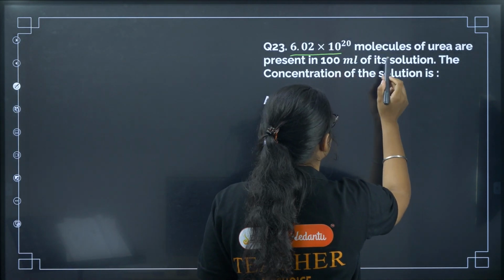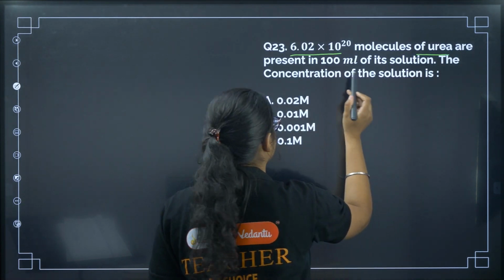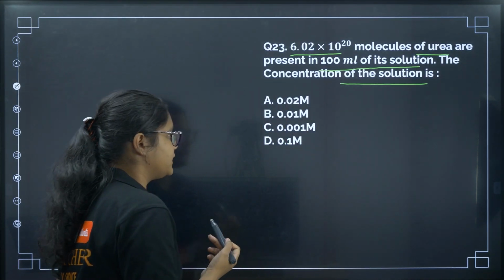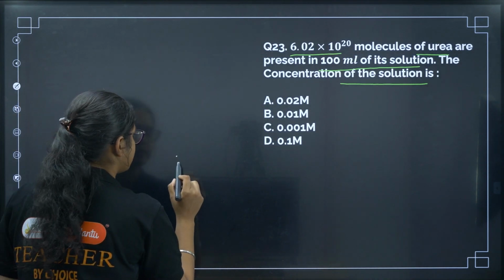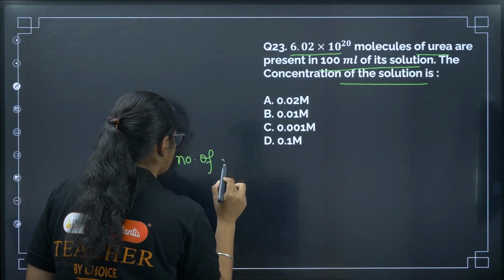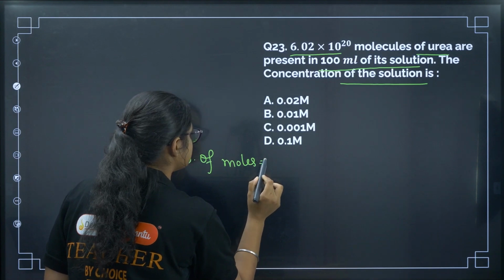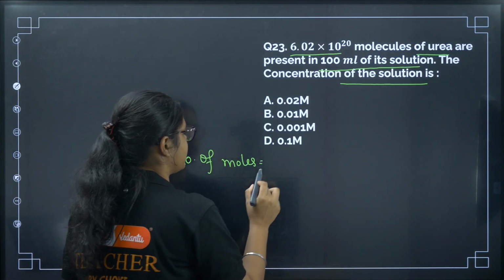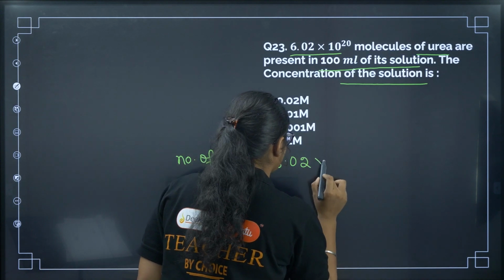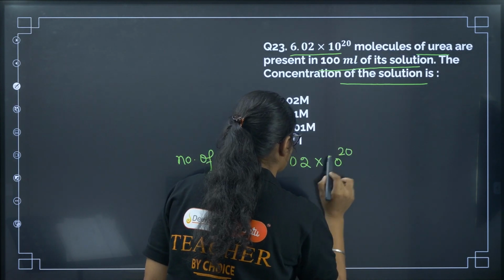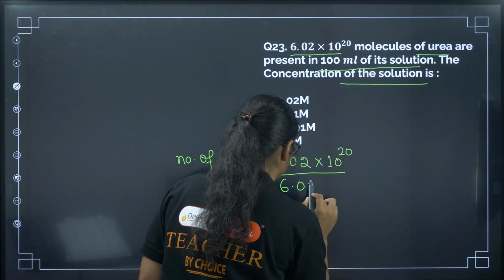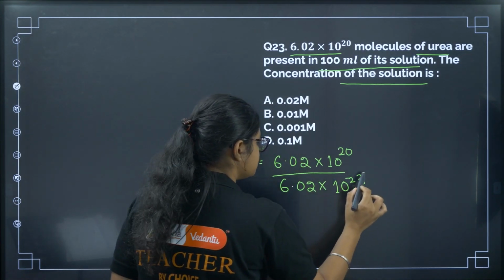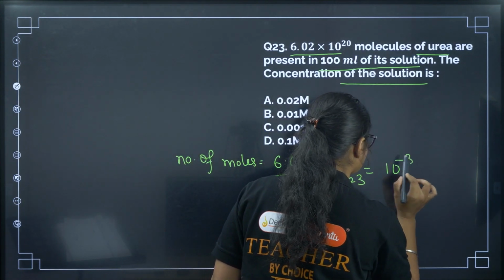Okay. Now next one, 6.02 into 10 to the power of 20 molecules of urea are present in 100 ml of the solution. The concentration of the solution is. Very easy question. So first we can calculate the number of moles. Number of moles will be the total number of molecules divided by the Avogadro number. So we can have 6.02 into 10 to the power of 20 divided by 6.02 into 10 to the power of 23. So how much will we get for the number of moles? 10 to the power of minus 3.